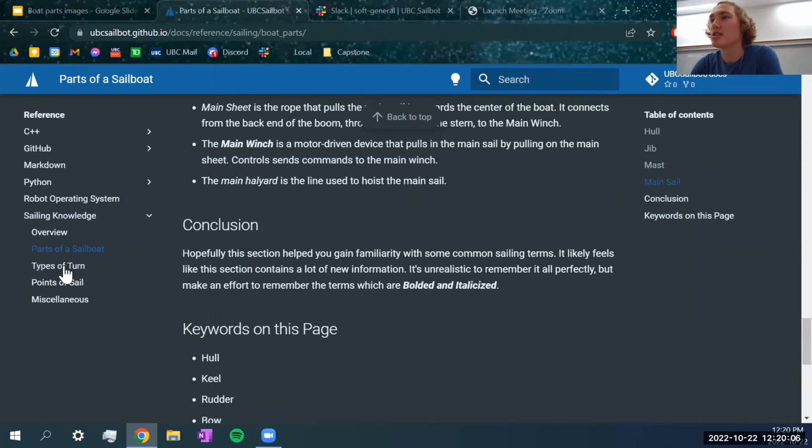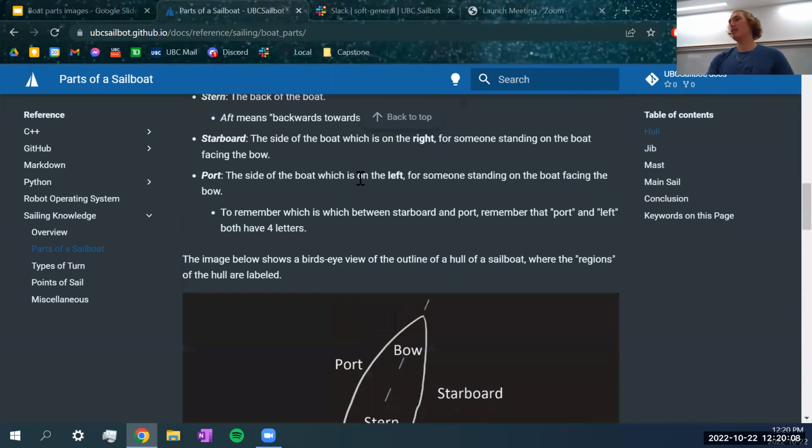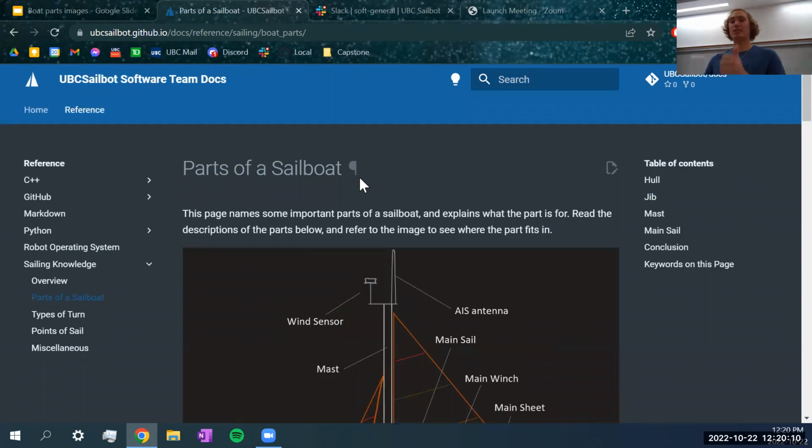And yeah, that's about it for parts of the boat. Are there any questions about that, or it's all good?